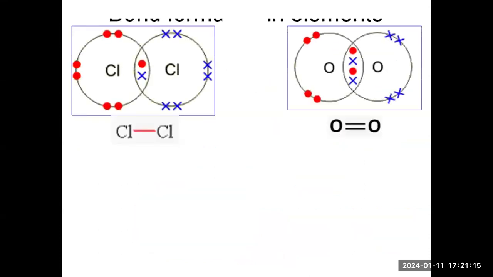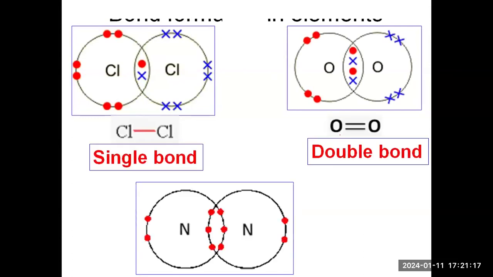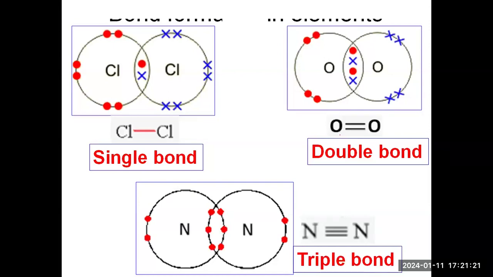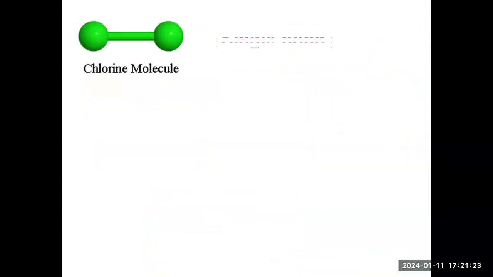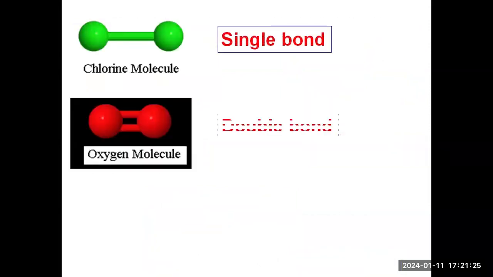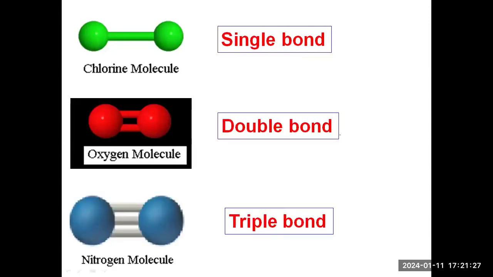So we have seen all three here: single covalent bond, double covalent bond, and triple covalent bond. One example of each you have seen. These are the diagrams that show it. In case you want to make the models, these are called ball and stick models. The line between them is called the bond, and the spheres are the atoms.